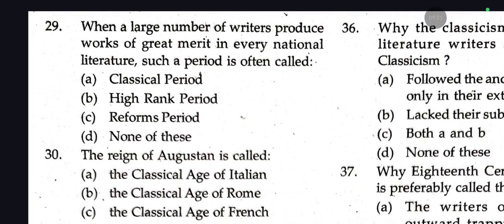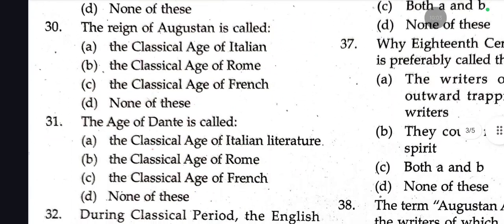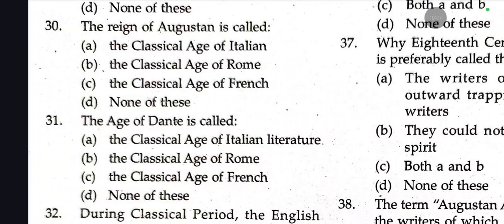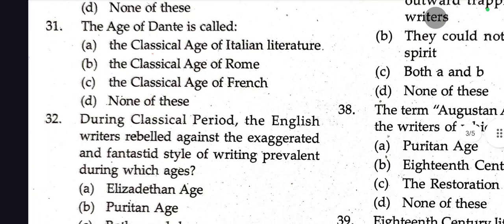Question number 29. When a large number of writers produce works of great merit in every national literature, such a period is often called the classical period. Question number 30. The reign of Augustus is called the classical age of Rome. Question number 31. The age of Dante is called the classical age of Italian literature.